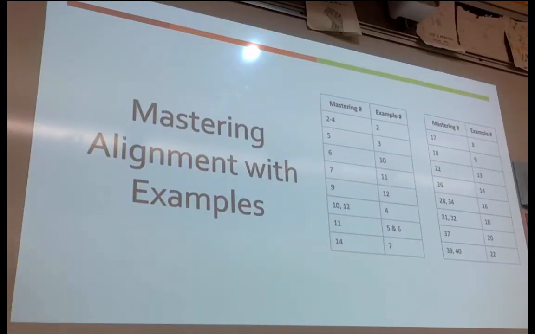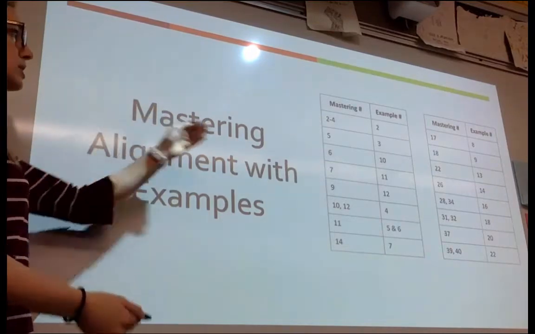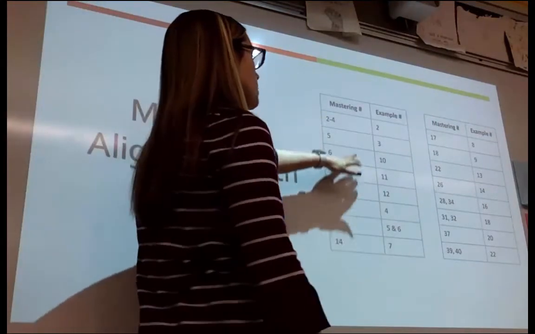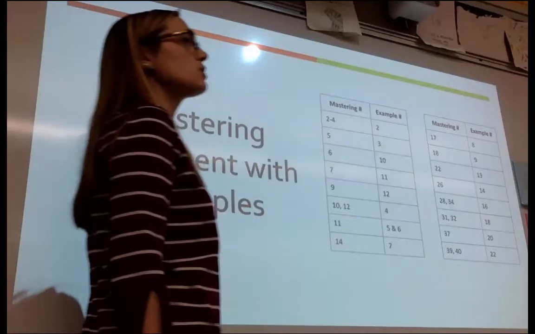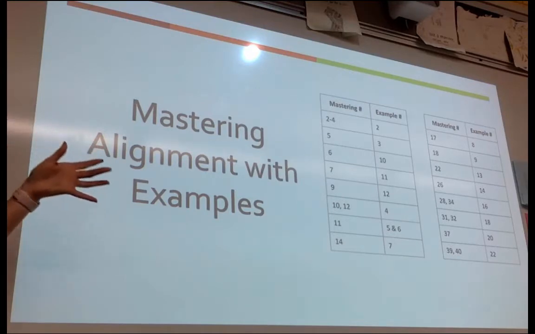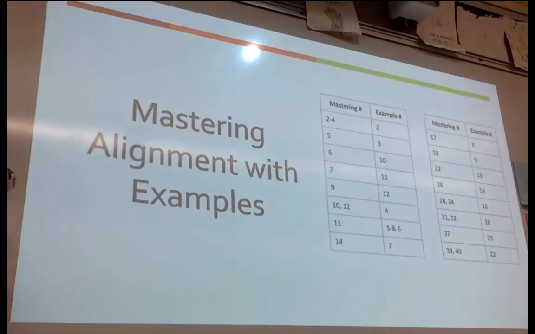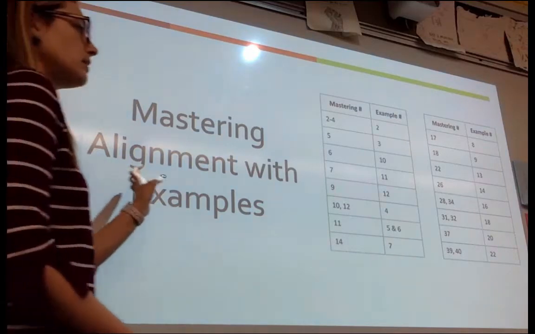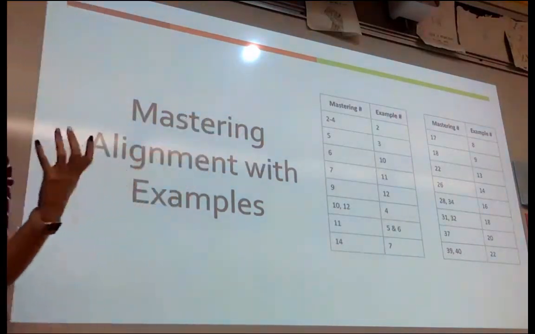So if you want to take a picture of this, you can, but you'll see that there's the mastering questions and then the example number that goes along with it. So if you're working through mastering, and let's say that you get to question 26, and you're stuck on question 26, make sure you look at this, because if we haven't done example 14 yet, then just wait until we go through that example, because a lot of the examples that we're doing will align with a certain mastering question.